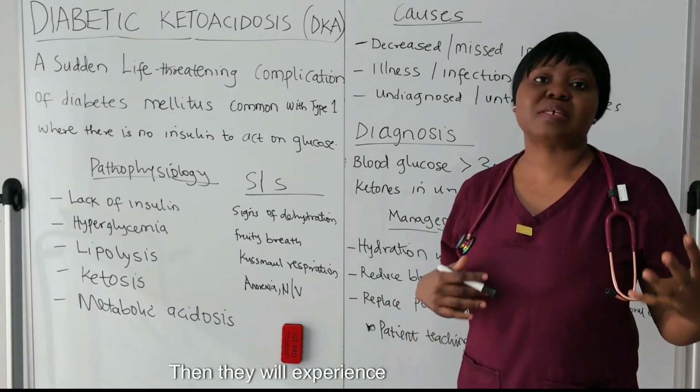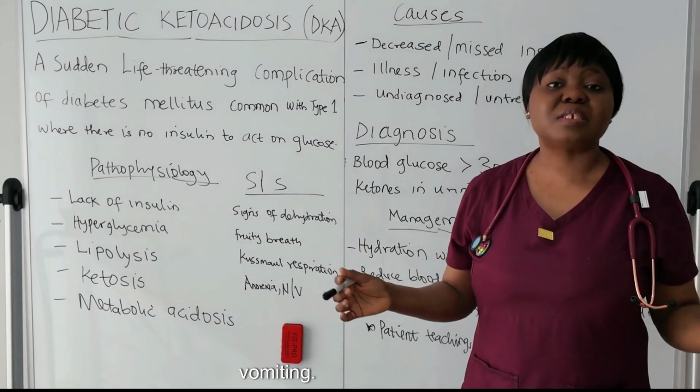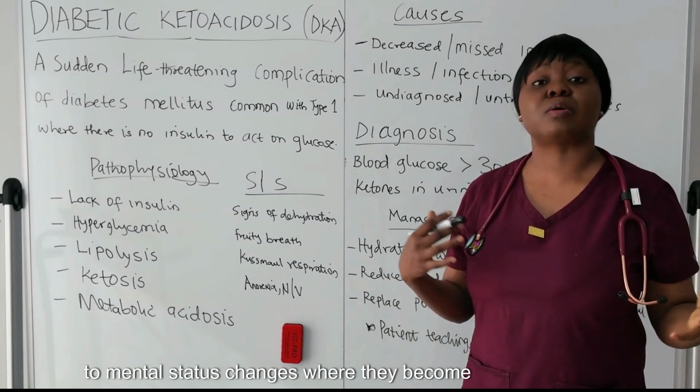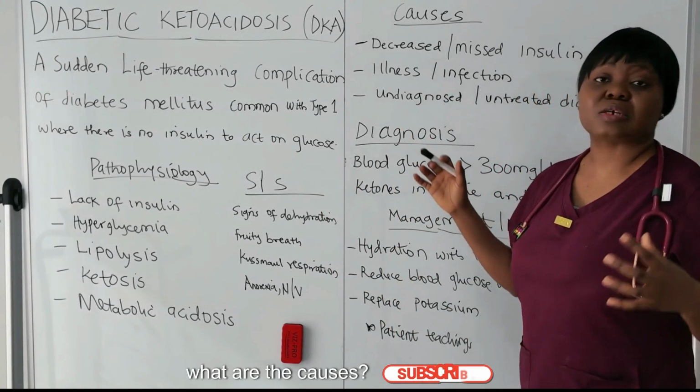Then they will experience anorexia. There will be no appetite, nausea, vomiting. And when it gets too serious, it can lead to mental status changes where they become very weak. They will almost get into a coma. So now, what are the causes?